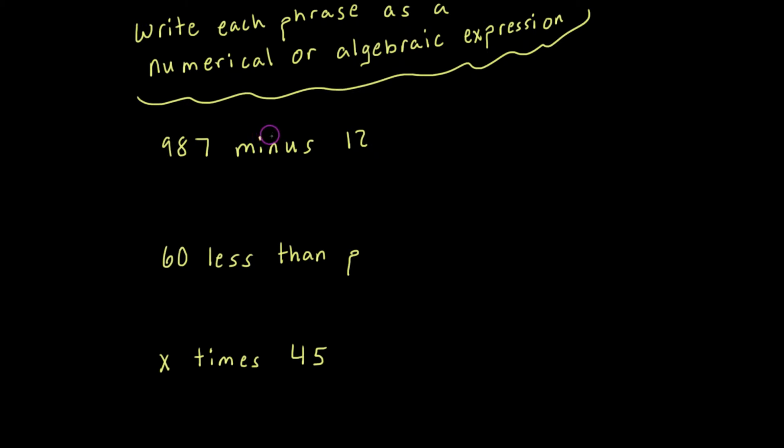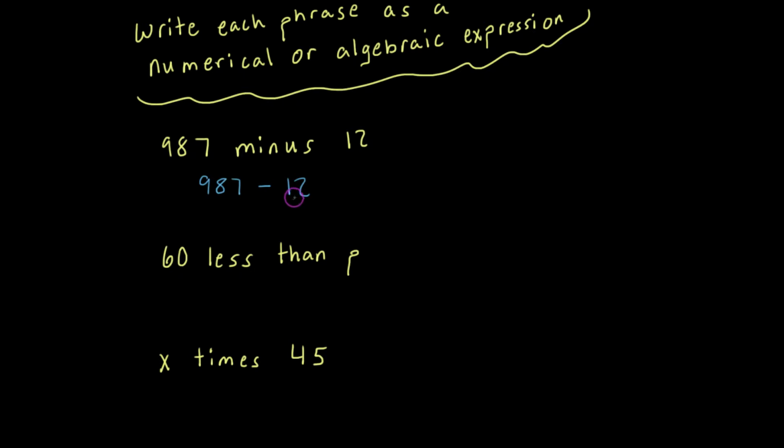We're translating between words and math, and in this set of problems we're asked to write each phrase as a numerical or algebraic expression. So let's get started with 987 minus 12. The way that I could write this, well, I'm going to take the value 987 and subtract 12 from it.